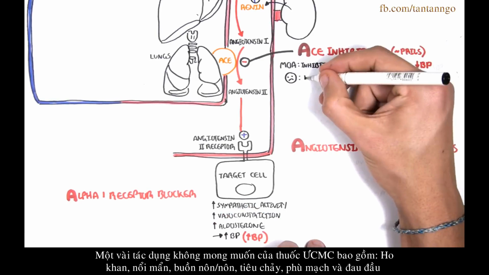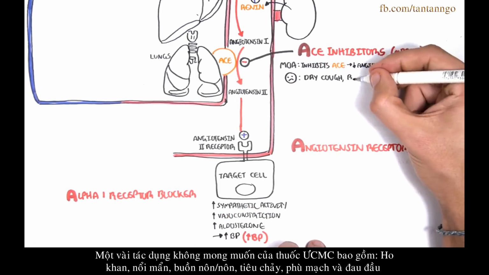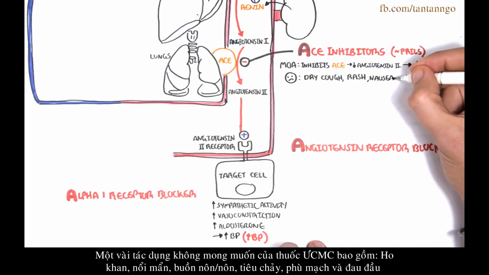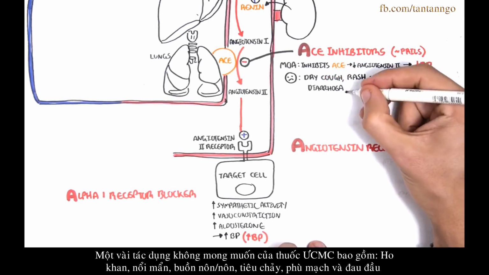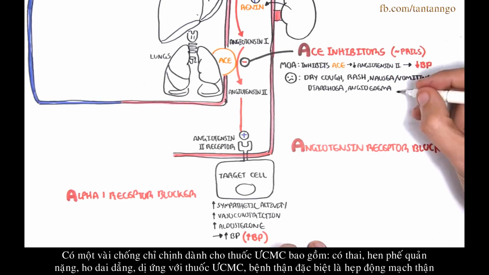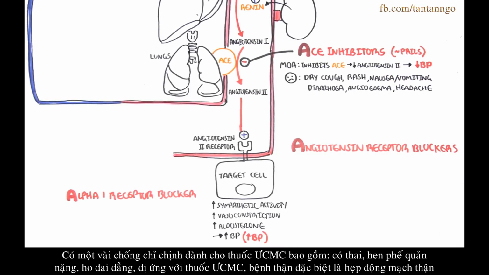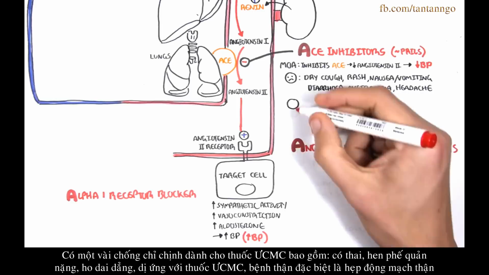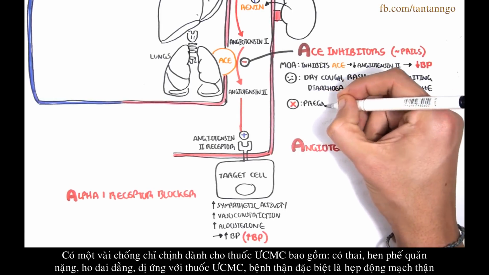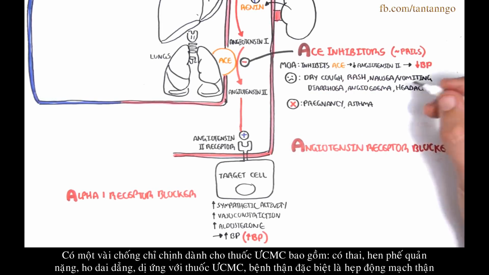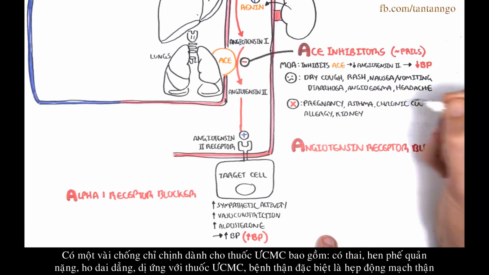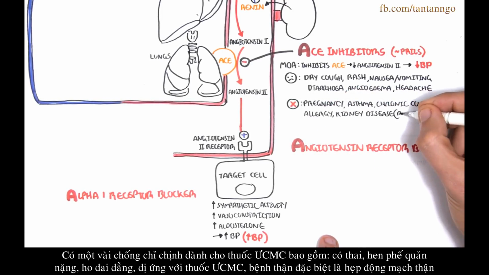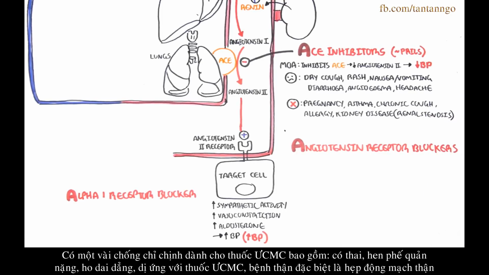Some side effects of ACE inhibitors include a dry cough, a rash, nausea, vomiting, diarrhea, angioedema, and headache. There are contraindications to using ACE inhibitors, relative or absolute, and these include being pregnant, having bad asthma, chronic cough, being allergic to ACE inhibitors, and having kidney disease, particularly renal stenosis.